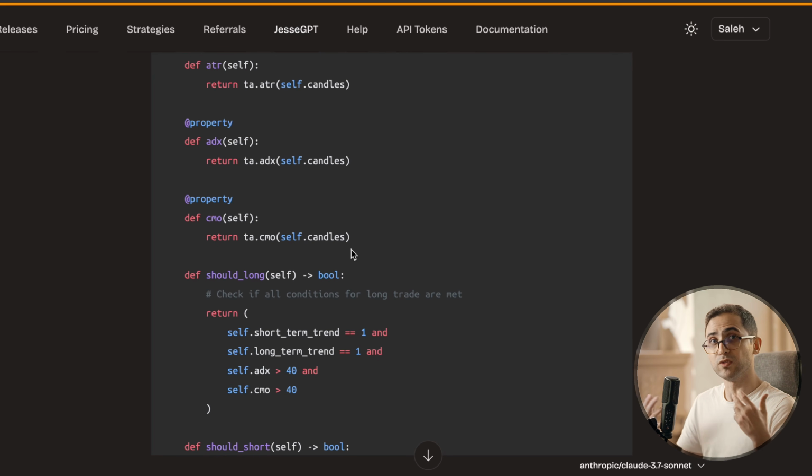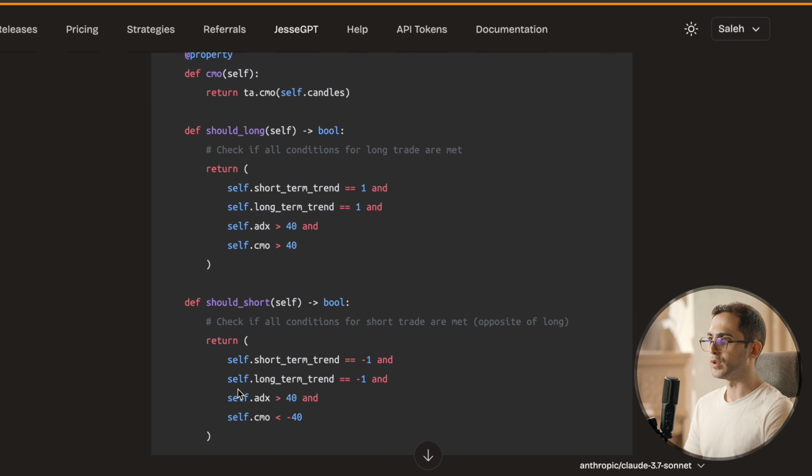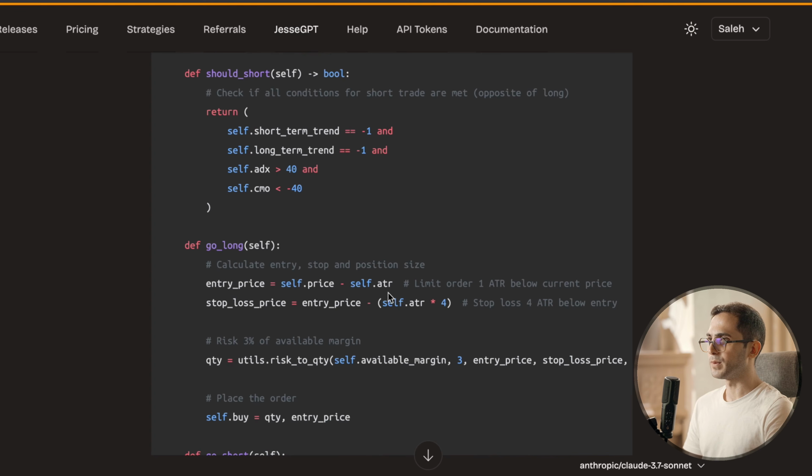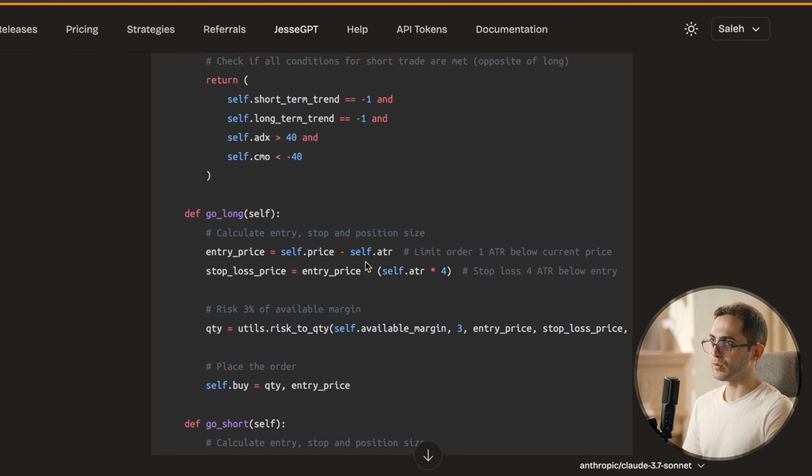and for should long, which is where we specify the entry rules of the strategy for long positions, it's saying the short-term trend must be 1, the long-term trend must be 1, the ADX must be above 40, and so should the CMO. For short positions, it's saying that the trends must be -1, the ADX must be above 40, the CMO must be below -40. For position sizing, the entry price is a limit order 1 ATR below the current price. This is correct. The stop loss is 4 times of the current ATR minus the entry price.